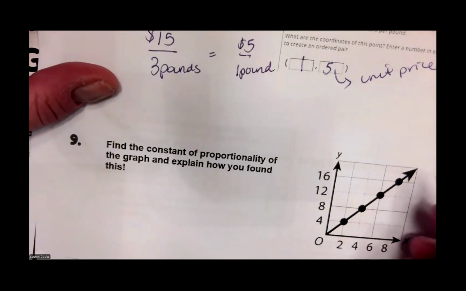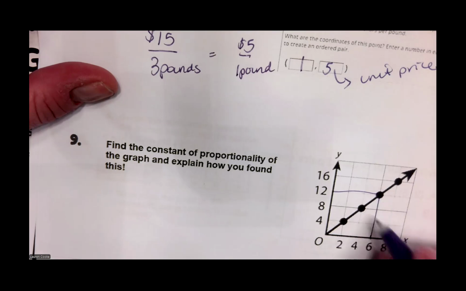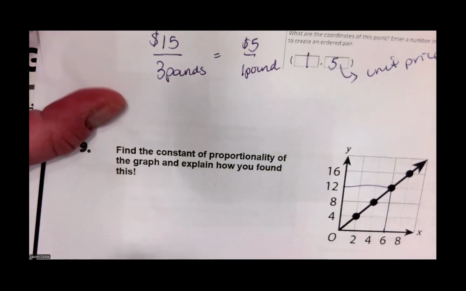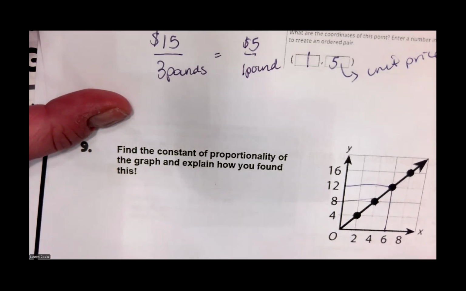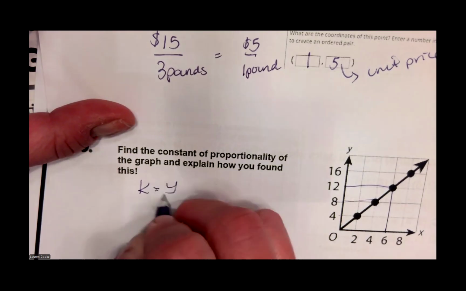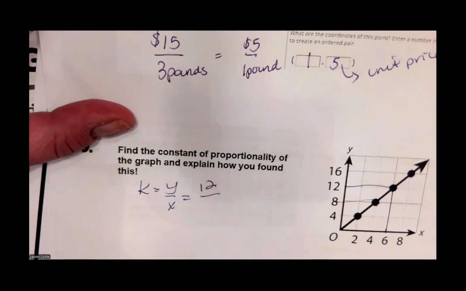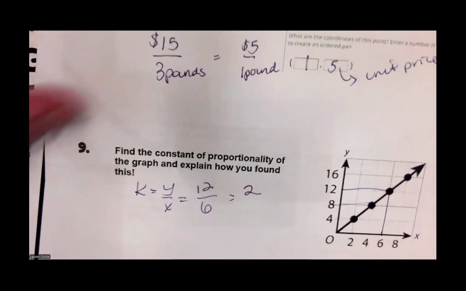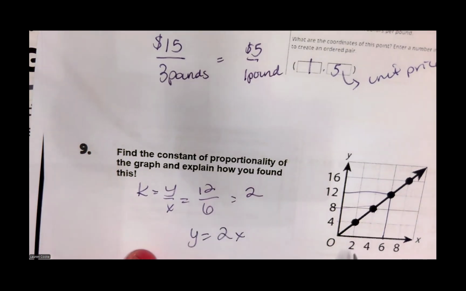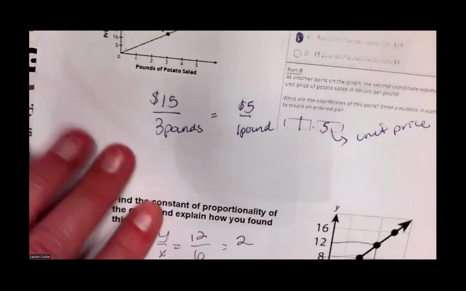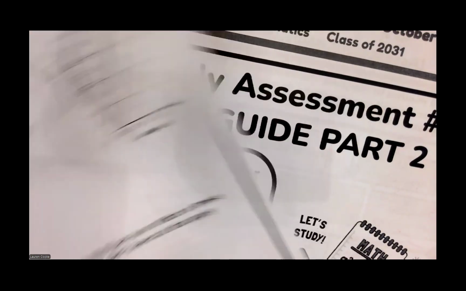Constant of proportionality. Again, I'm going to look for ones that are absolutely on the intersection, which is 12 over 6, 8 over 4, 4 over 2. So it looks like the constant, which is y over x, is 12 divided by 6, 8 divided by 4, and so it looks like it's 2. All right, so it would be y equals 2x. Whatever I have on the x, if I have 2, plug it in. 2 times 2 is 4. Yippee! Explain how I found it. I found the coordinate point.